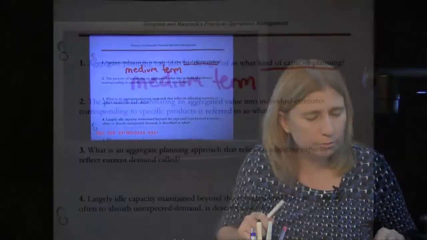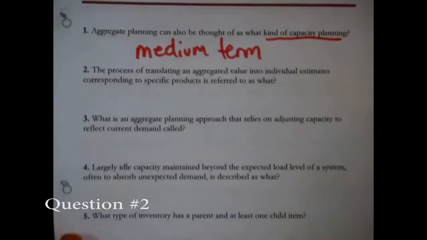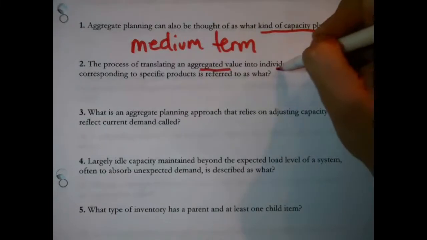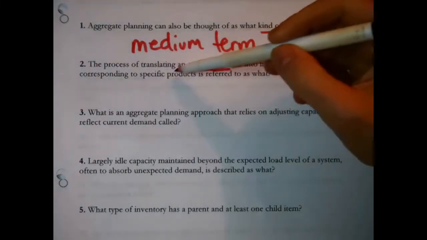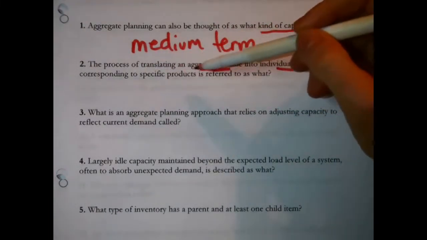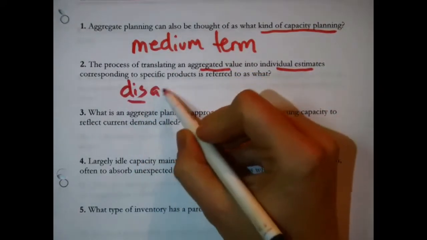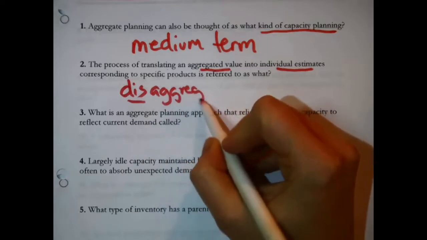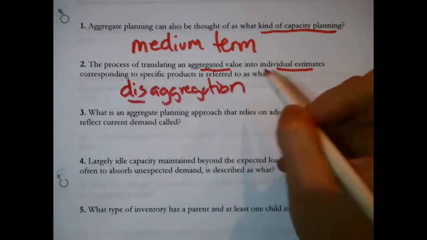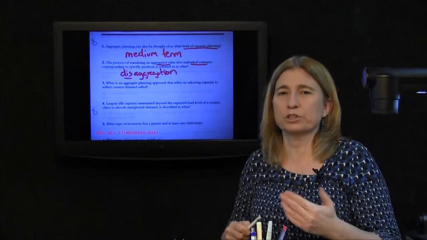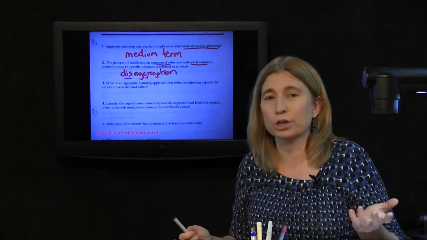Okay, next question. The process of translating an aggregated value into individual estimates corresponding to specific products is referred to as what? That is disaggregation. Breaking down an aggregate value into specifics is disaggregation. It is taking the aggregation apart.